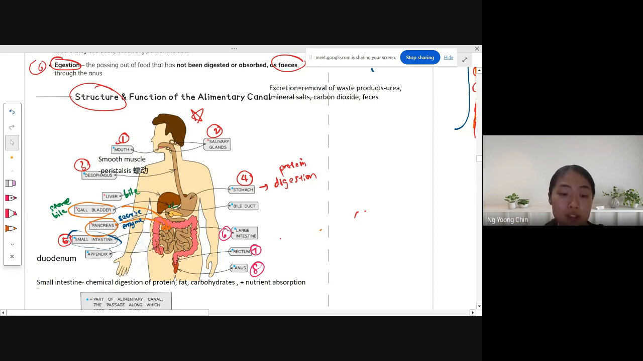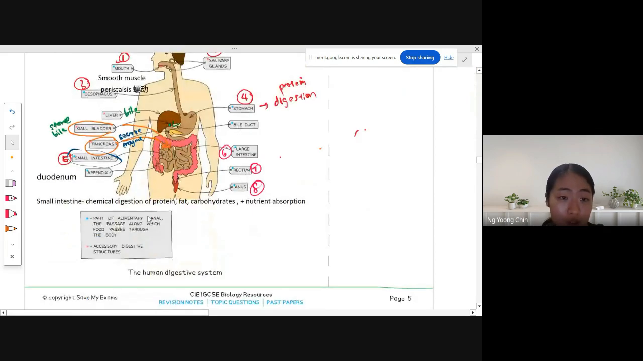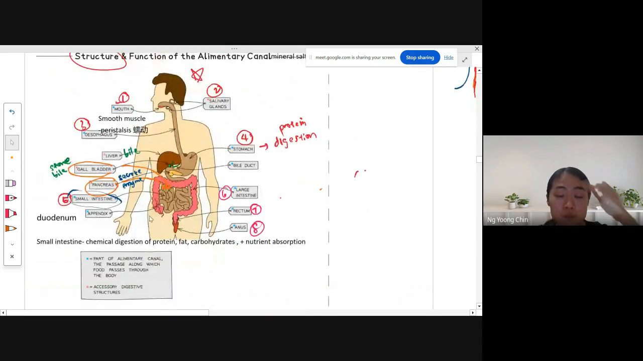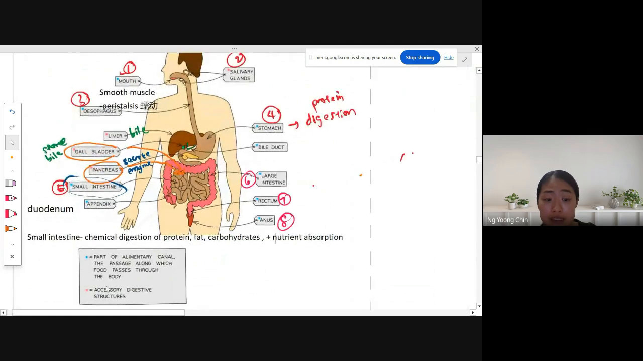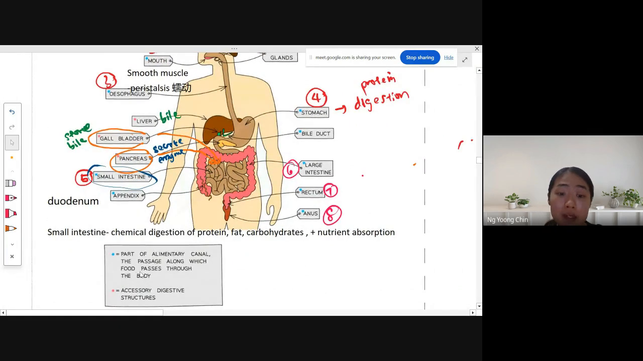Okay, maybe you feel confused. I'm not sure you're confused or not. Okay, then from this diagram, you need to know the path of the alimentary canal. So you can see that this one is highlighted in light blue color. So those are the parts of the alimentary canal.